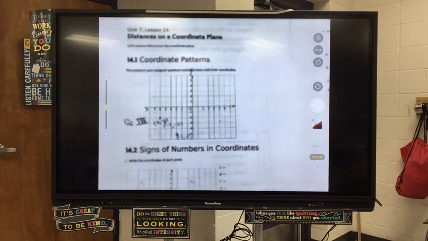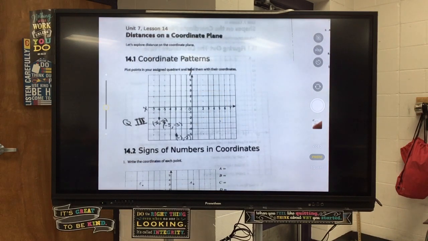Okay, so basically, we got quadrant 3, and we started with negative, so the first one was (-6, -2), so we went left 6 and then down 2. And then the second one was (-5, -3), so we went left 5 and then down 3. And then our last one was (-3, -5), so we went left 3 and then down 5. What do you guys notice about their points, both x and y? What do you notice about them?